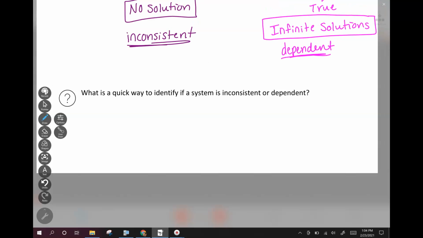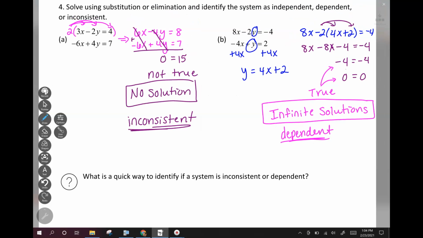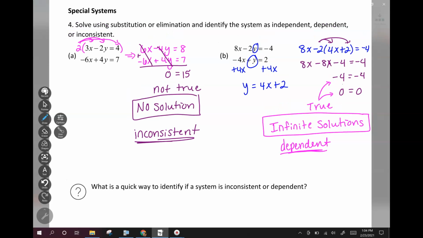What's a quick way to identify if a system is inconsistent or dependent? So this is a little trick you could use if you were taking a timed test such as the SAT, and they have it set up in standard form. Both of these systems are written in standard form.